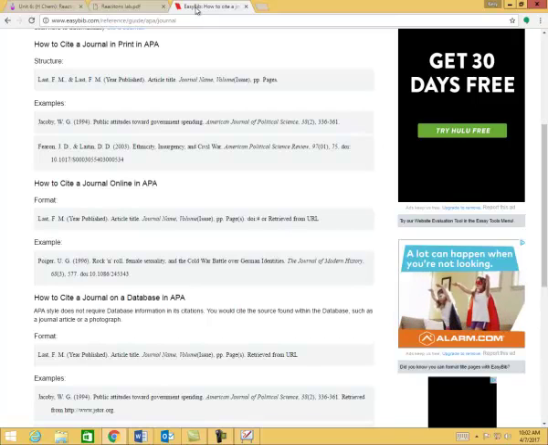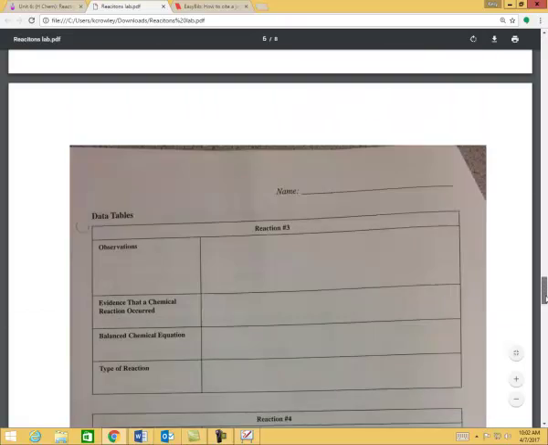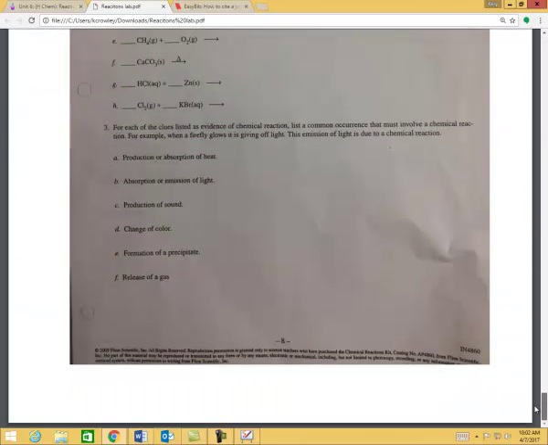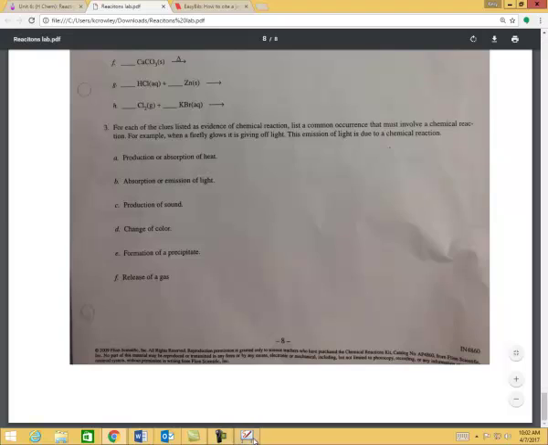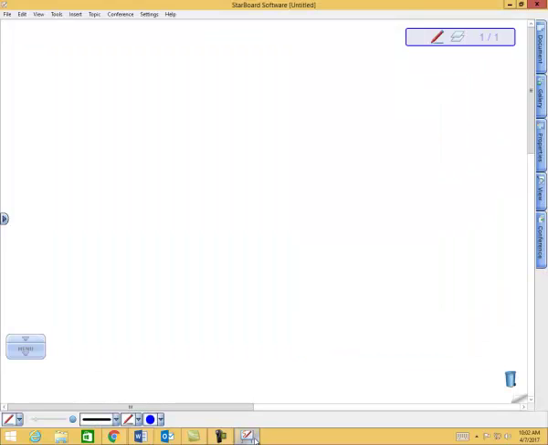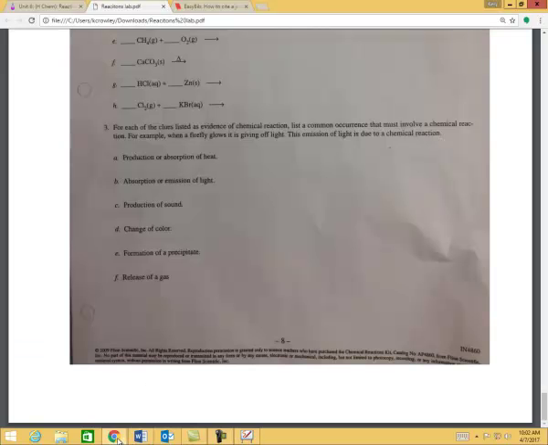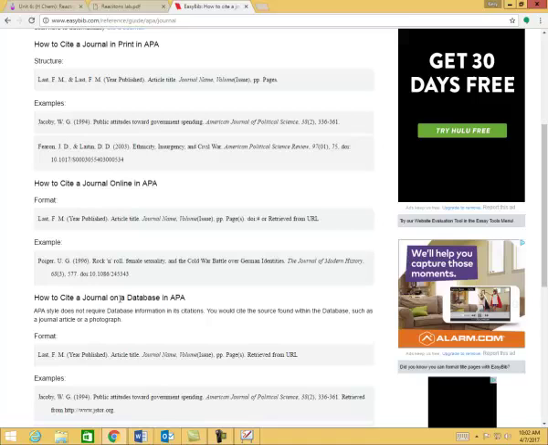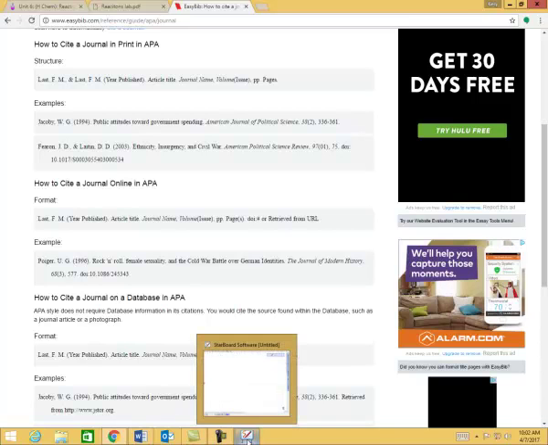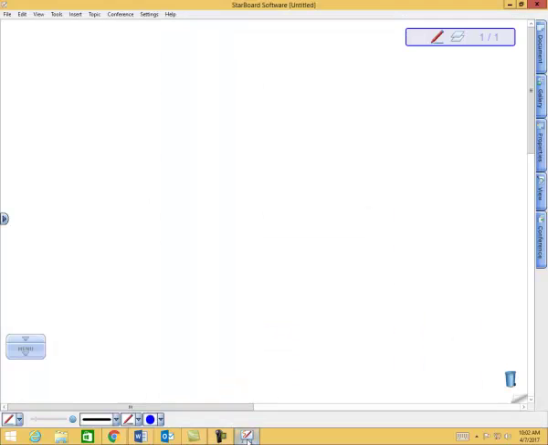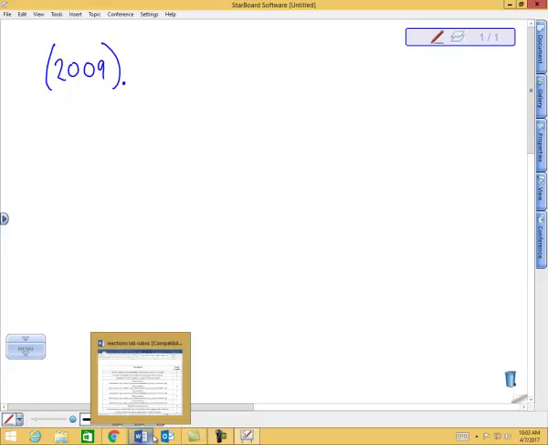Next step would be the year that it was published. All right, let's go check that out. Might be on the bottom. Let's see. 2009. Okay, so we're going to come in here. And I think this part has to be in parentheses if I'm not mistaken. I'll go back here. Yeah, so the year of publication has to be in parentheses with a period outside. So we're going to say 2009 and then end with a period. Okay, everyone doing okay so far?